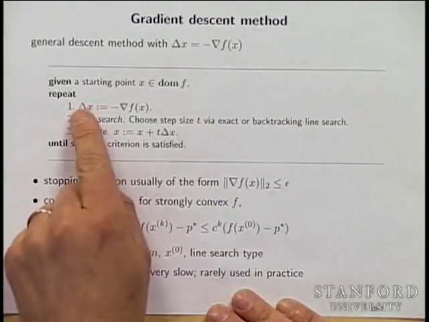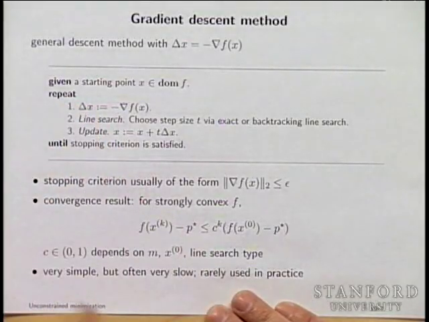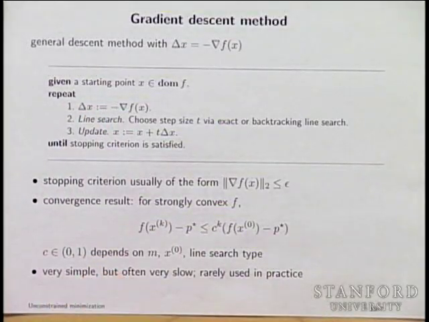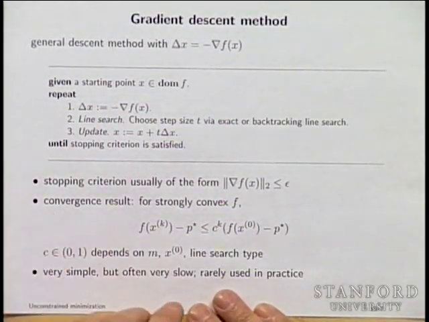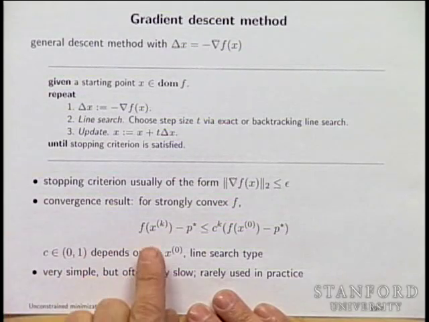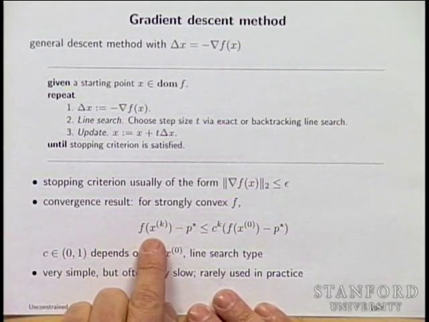So here's what you do. You choose a negative gradient. You do a line search. And the stopping criterion would typically be that the gradient is small. So the exit criterion would be checked somewhere here in step 1. I'm not going to go through the details, which are in the book. It turns out you can show that this converges.